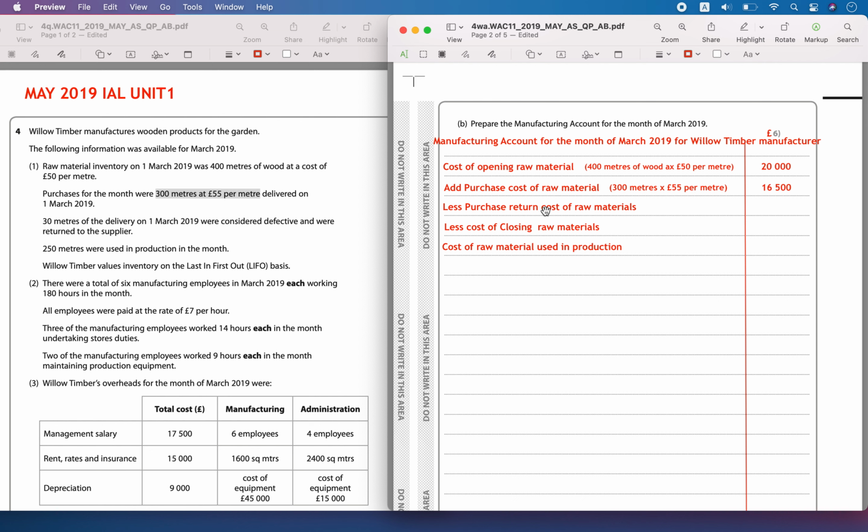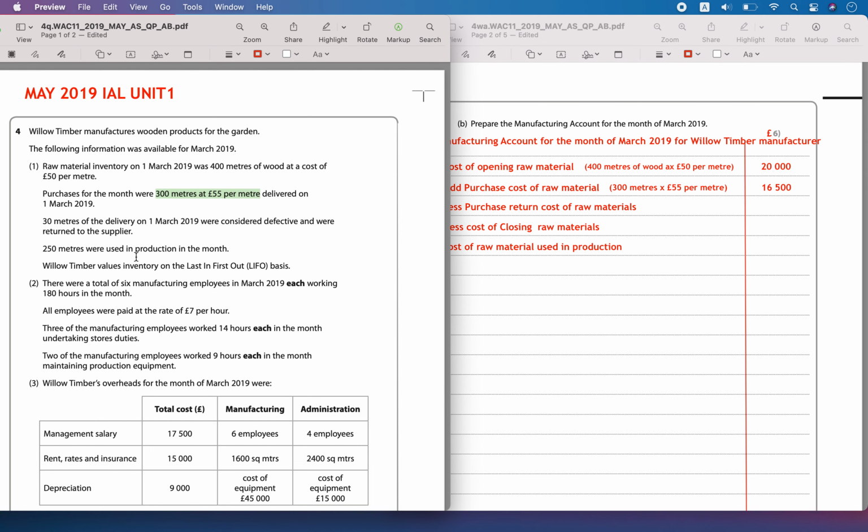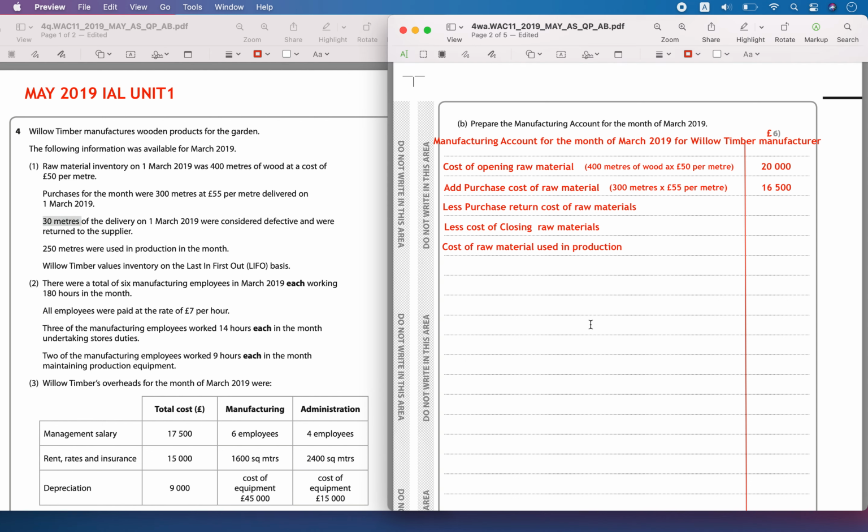Then you have the less purchase returns. Was there any purchase return? We have to see: 30 meters were considered defective. So 30 meters were returned back, at the rate of 55. So we will have to include that cost. 30 into 55 is going to be equal to 1,650. That we have to subtract.